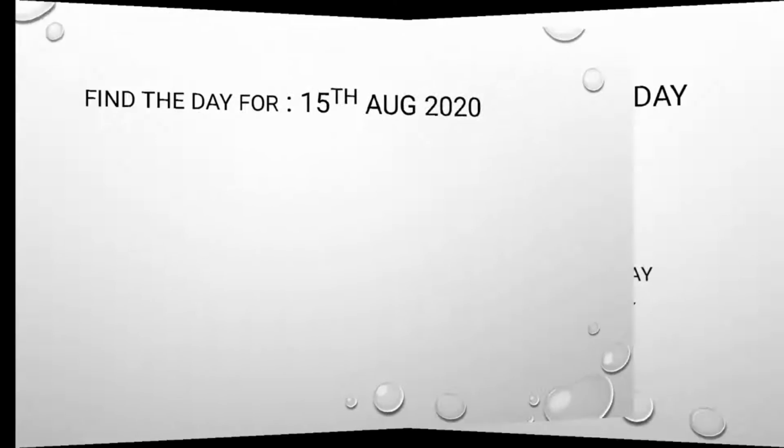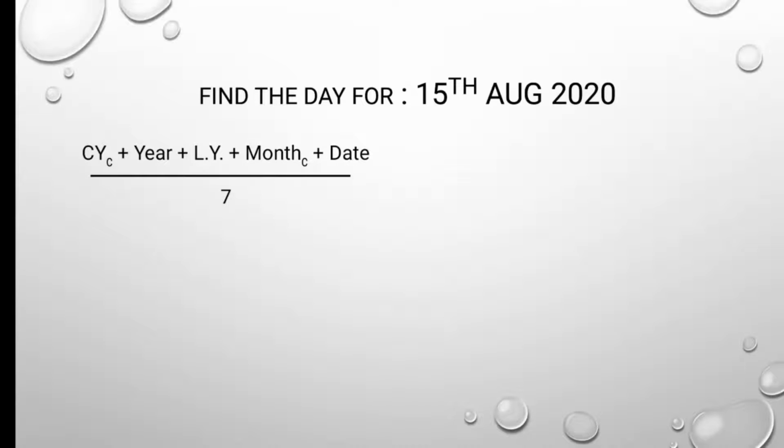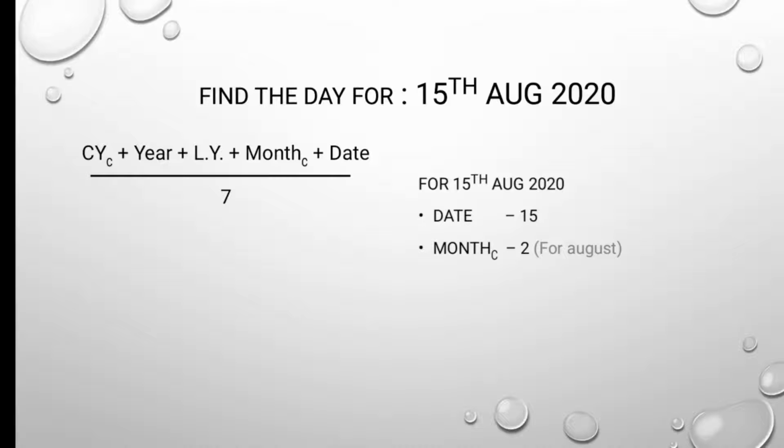Now let us take one example, let's say the date 15th August 2020. Now let us define all the parameters from the equation for the date 15th August 2020. The exact date is 15th. For 15th August the date is 15 and the month code for August is 2. We have already seen a table. We have to learn that table before solving any question.